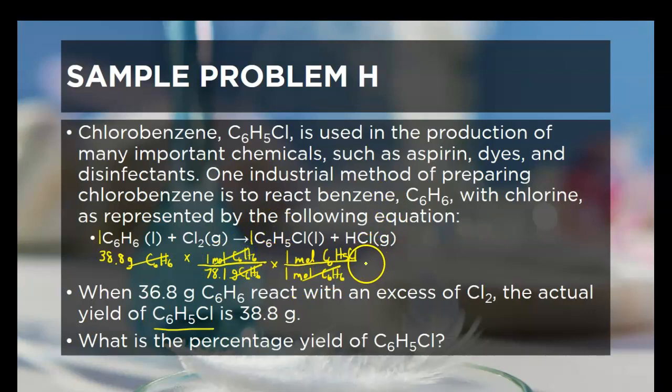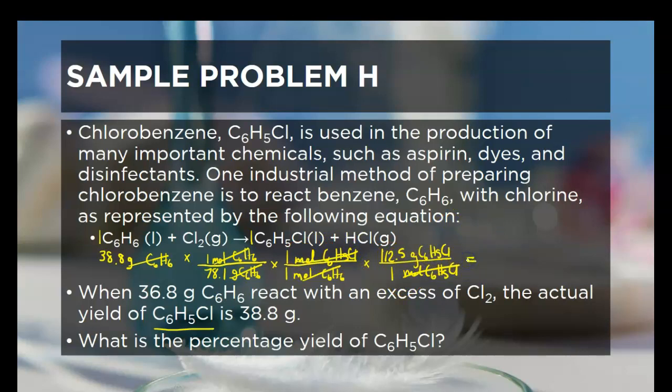Now I'm in moles of C6H6, but I want grams. So I'm going to do grams of C6H5Cl to moles of C6H5Cl. And can you give me the molar mass of chlorobenzene, C6H5Cl? So it'd be like 72 plus 5 plus 35, I think. Yeah, 112.5, that sounds right. So moles cross out.